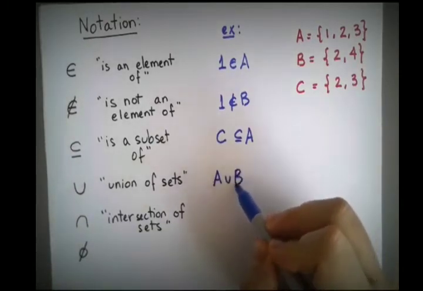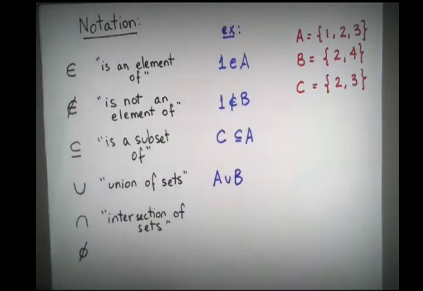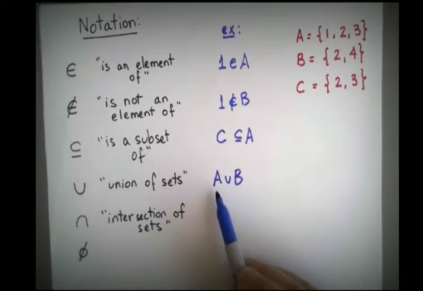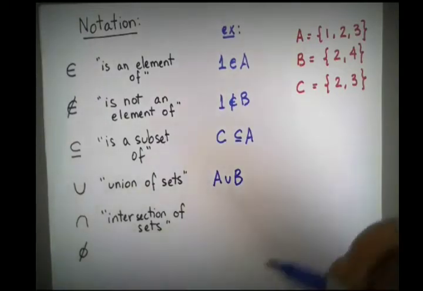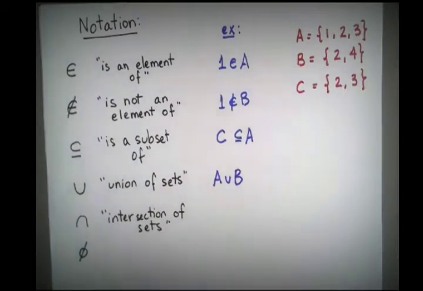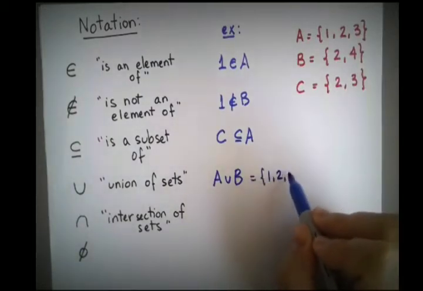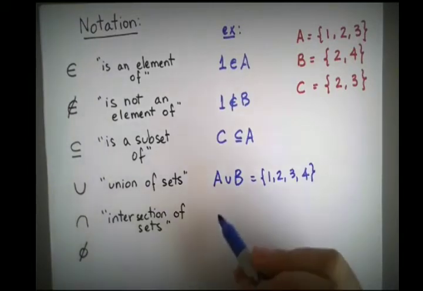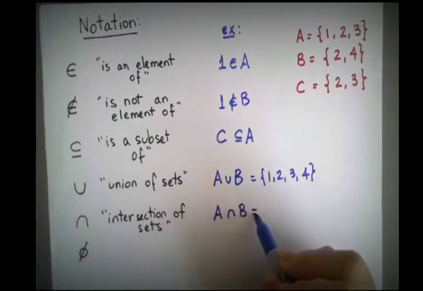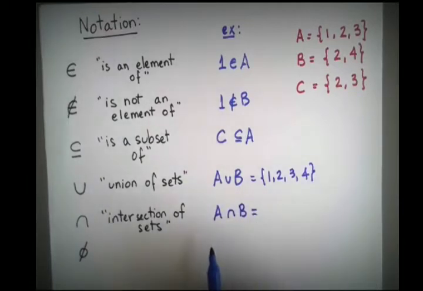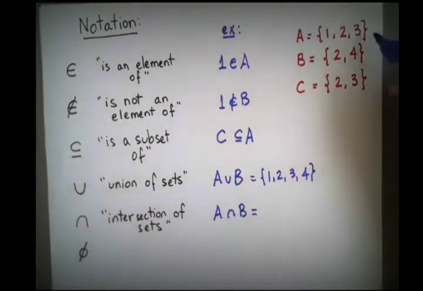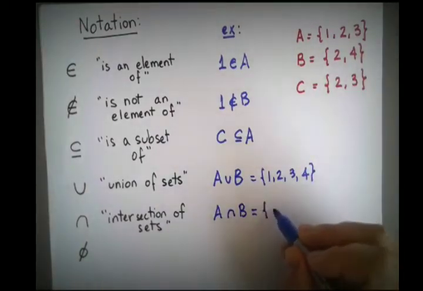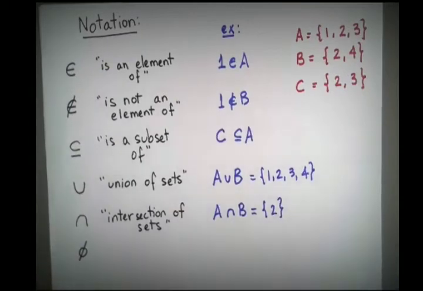Notation, another notation, union of sets. Union means it includes all elements in both sets. So if you observe A equal to {1, 2, 3}, B equal to {2, 4}, on combining A and B you get {1, 2, 3, 4}, that equals A union B. Second one is intersection of sets. So it takes only common elements. So in A and B, what are the common elements? 2 only.